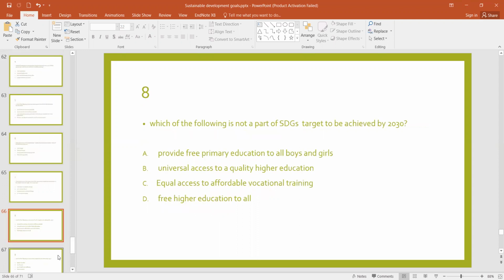Which of the following is not a part of the SDGs targets to be achieved by 2030? Provide free primary education to all boys and girls, universal access to quality higher education, equal access to affordable vocational training, free higher education to all. D. D is the right answer, free higher education to all.